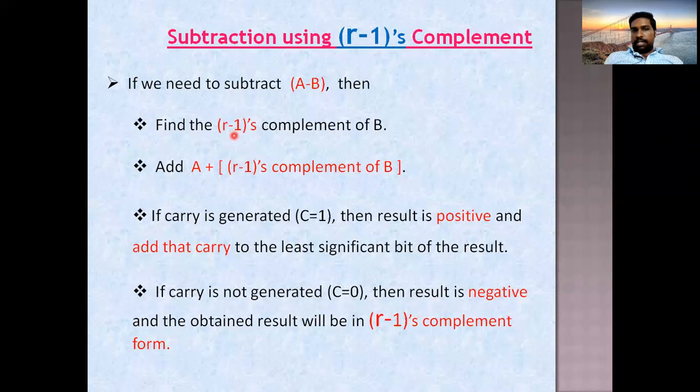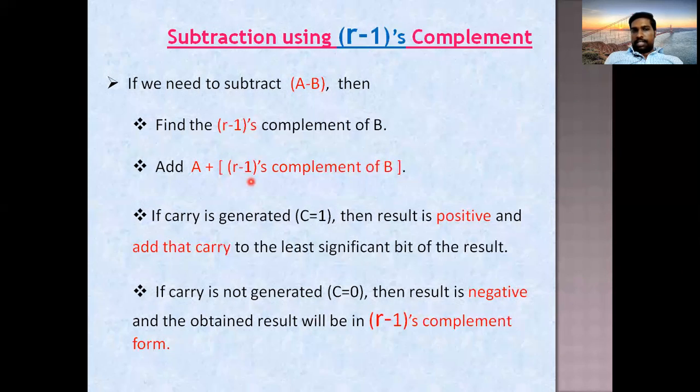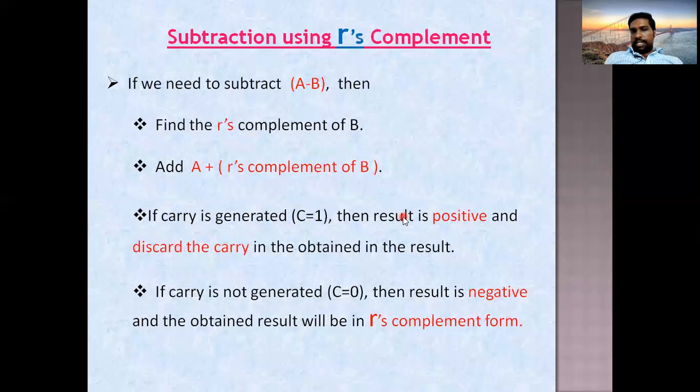Then what is the second step here? Previously, add a plus r minus 1's complement of b. And now it will be changed to add a plus r's complement of b. Okay. Next, if c is equal to 1, the result is positive. Here also, when c is equal to 1, result is positive.